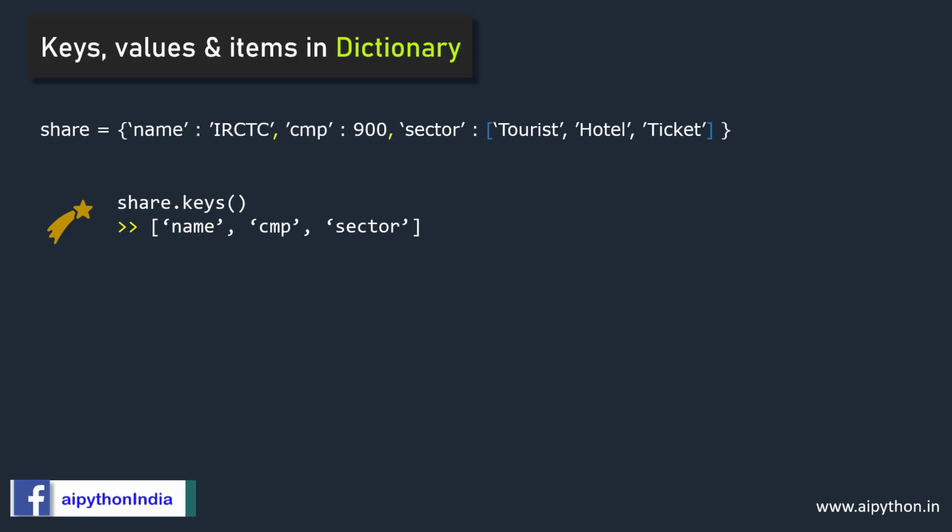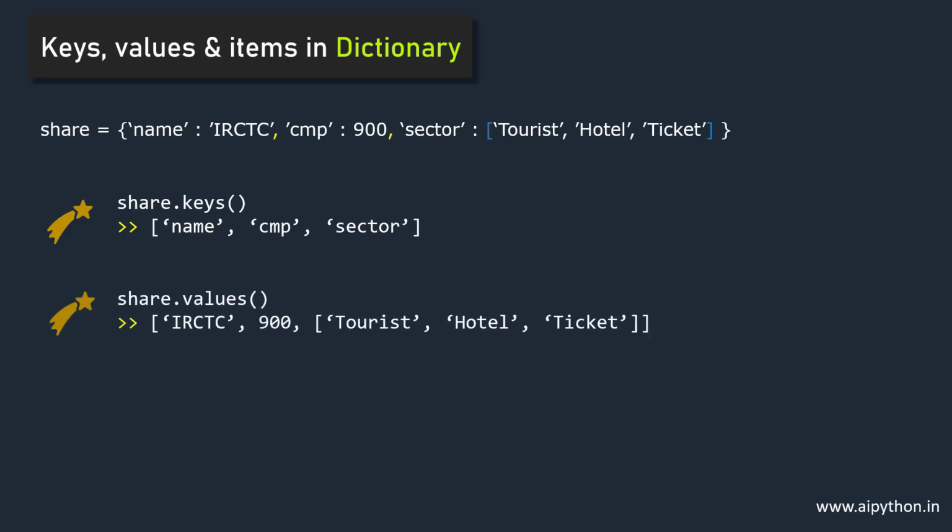So notice here that you have to write keys ending with S. In order to find the keys of a dictionary, we have a method called dictionary name dot keys. So with this method we can find all the keys of a dictionary. Similarly for values we can write share.values. This will give a list of all the values. This will not return keys. The first one will return keys only, the second one returns values only.